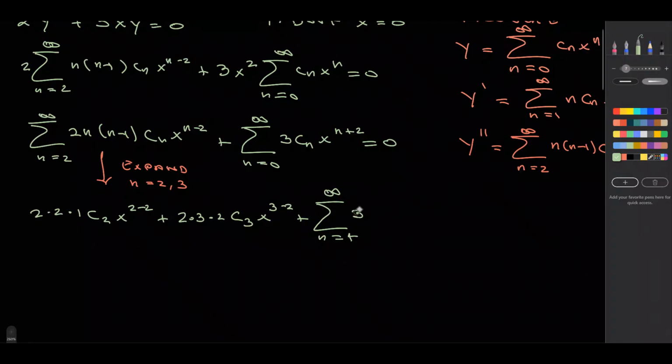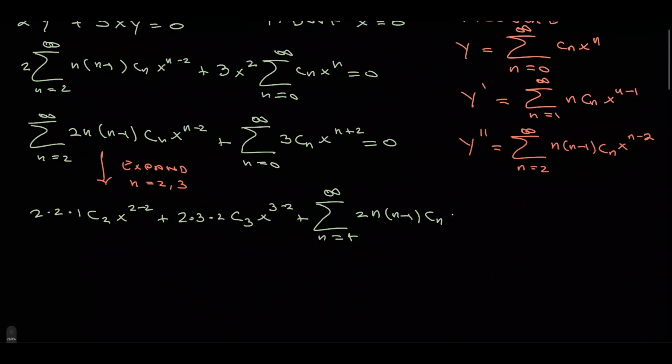2n(n−1)cₙxⁿ⁻², plus Σ (n=0 to ∞) of 3cₙxⁿ⁺². And let that be equal to 0.